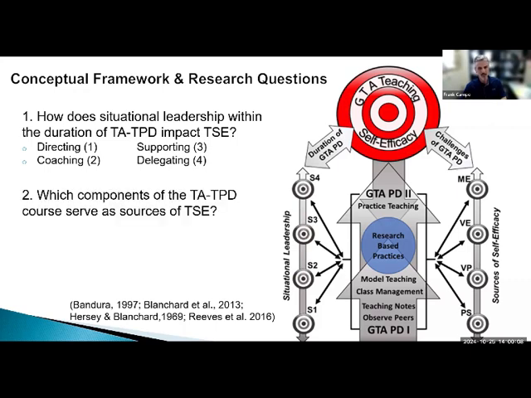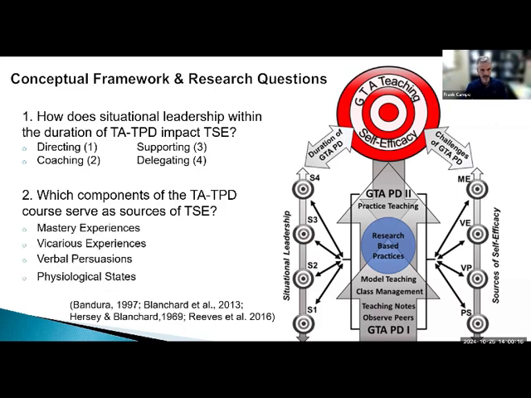My second question deals with which components of my training would serve as sources of self-efficacy to these TAs. And this is something maybe a little more familiar to everybody in terms of Bandura's sources of self-efficacy. And this is just what can help build their self-efficacy and their confidence. Well, Bandura said they can have personal experiences, successes and failures that build mastery experiences, or they can learn from someone else's, observing them do it. They can also gain confidence from feedback from someone.